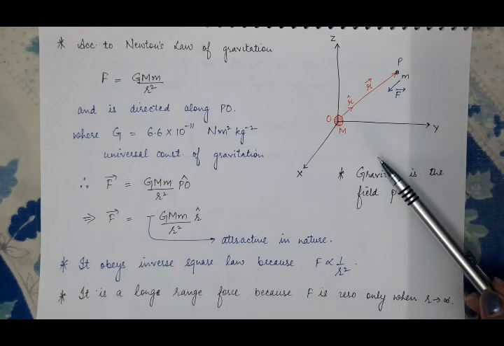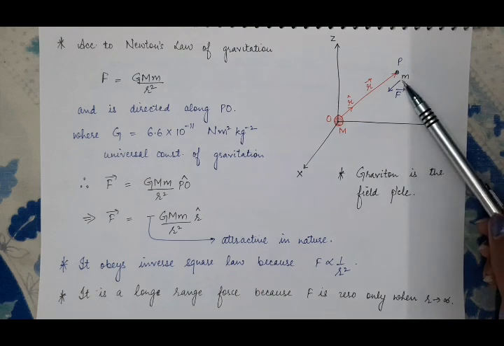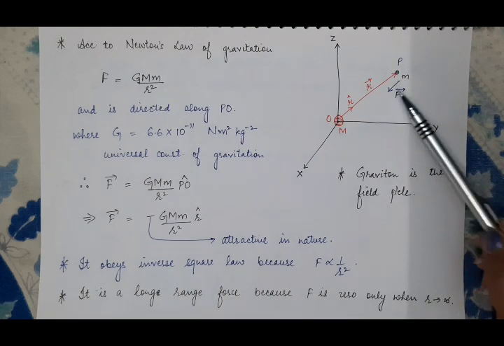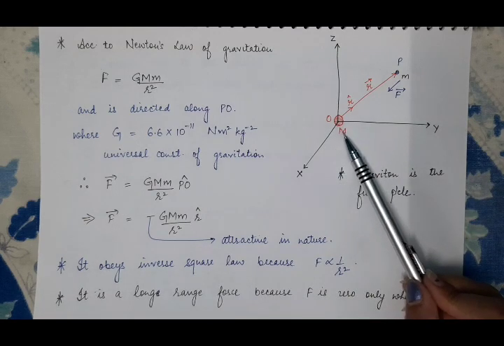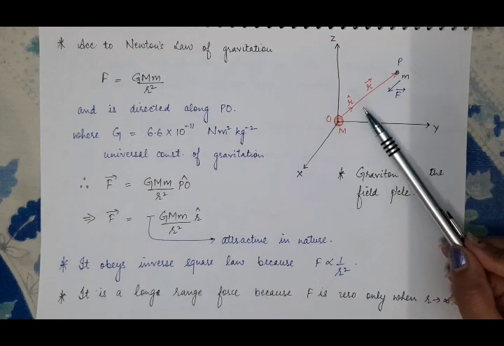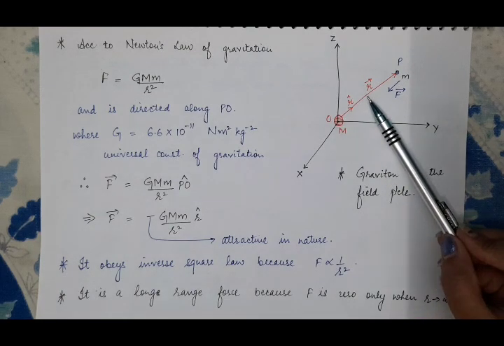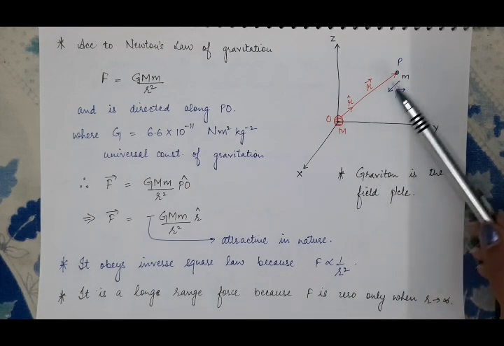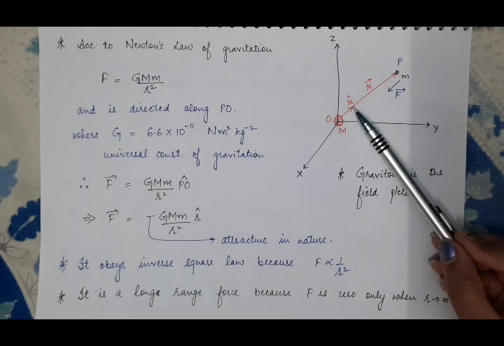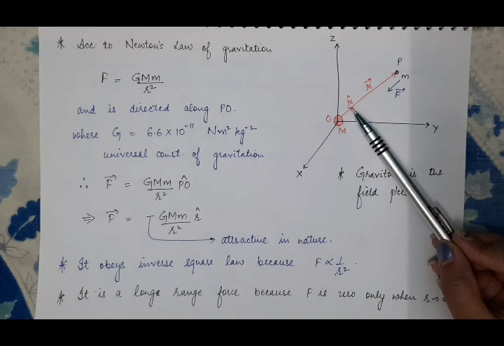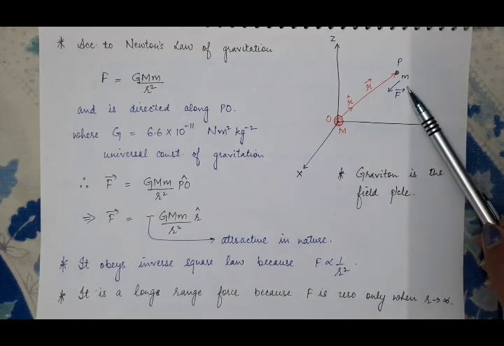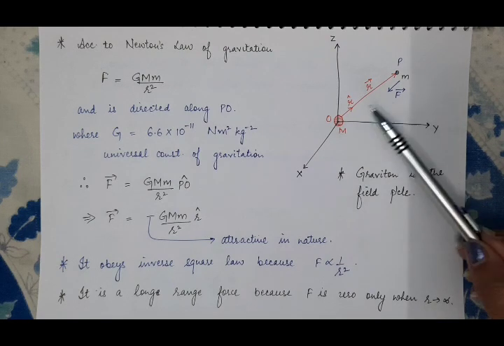So the direction of gravitational force will be inward, in the direction of PO. And what is the position vector? R vector is the position vector, that is, the distance between the 2 bodies. Suppose r cap is the unit vector. So you can see that this gravitational force is in the opposite direction to that of r cap.